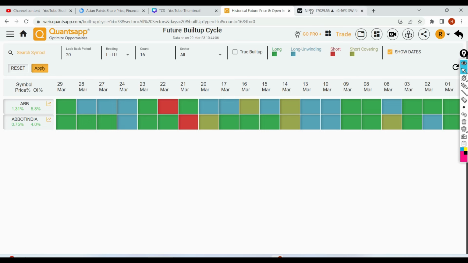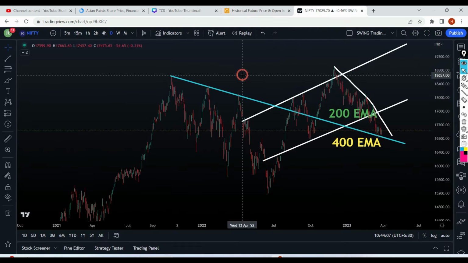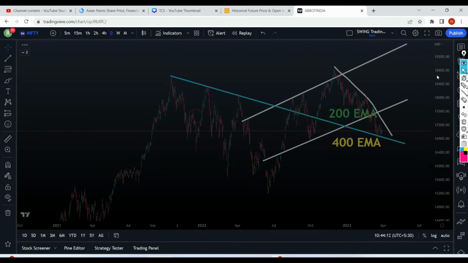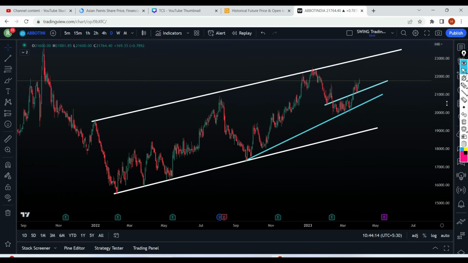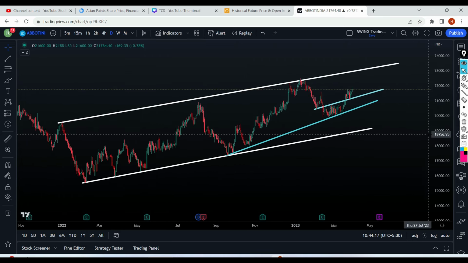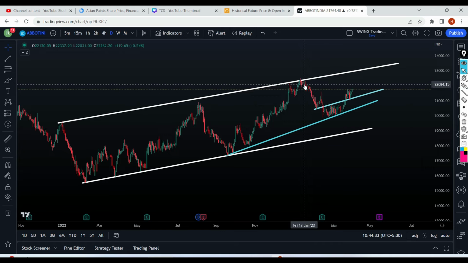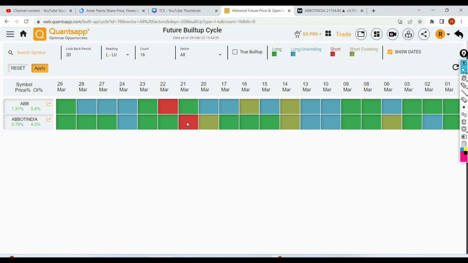Okay, I'll just go to About India. Let me show you. Alright guys, see, I've already done the price action. This is what is happening in About India. Since March 1st there were long, long, long, and then long unwinding, long, long, and then long. Just check, only on the 22nd there were sellers. So let's see what happened on the 22nd, guys. 22nd March, right?